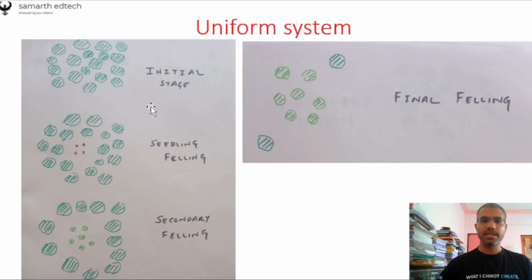So over here you can see that this is the top view. In the initial stage, this is the top view of a given forest. When the seedling felling is carried out, in the subsequent diagram you can see that certain trees have been cut out. The brown dots that you can see over here are the seeds. Once you are planting the seeds, you are also cutting the trees so that the sun rays can penetrate inside the forest. This is the seedling felling stage.